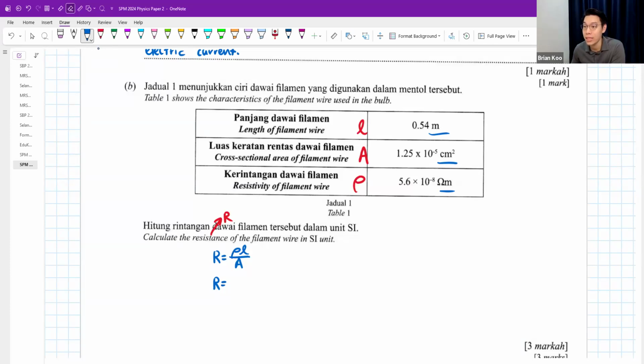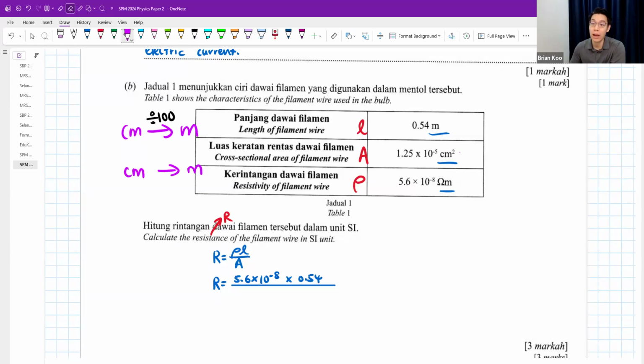Be really careful. The resistivity, you can sub 5.6 times 10 to the power of -8. No problem, that one is SI unit. The length is 0.58, also SI unit. But the area is not just 1.25 times 10 to the power of -5. I am going to do it at the side here. If you want to change cm to meter, guys, normally you will divide by 100, okay? Those of you who are fast will ask, teacher, what if I want cm squared to meter squared? You just do the same thing. You divide by 100, but you have to square.